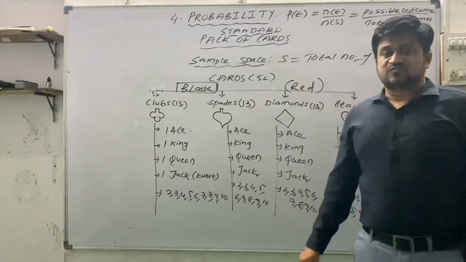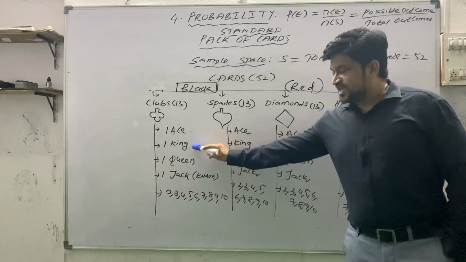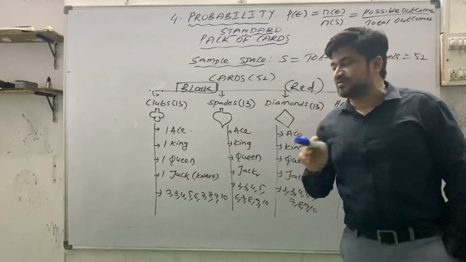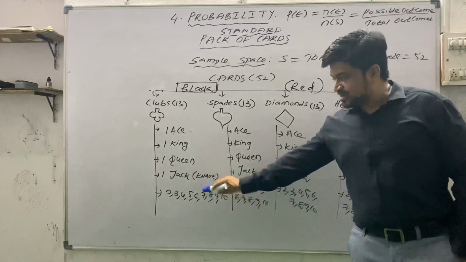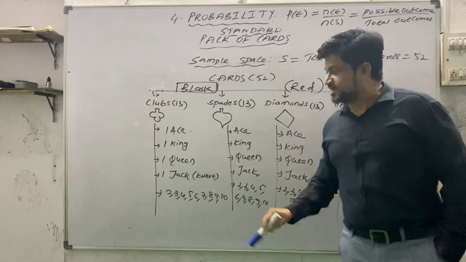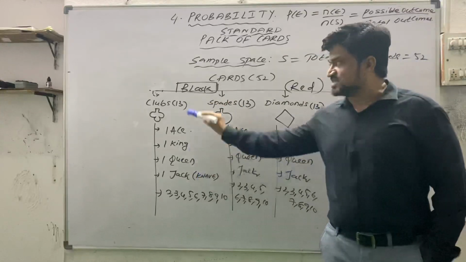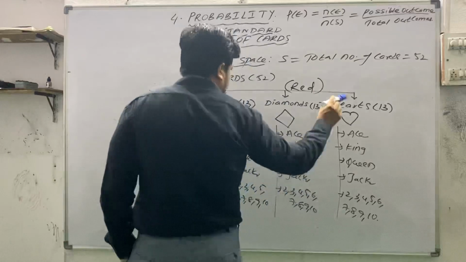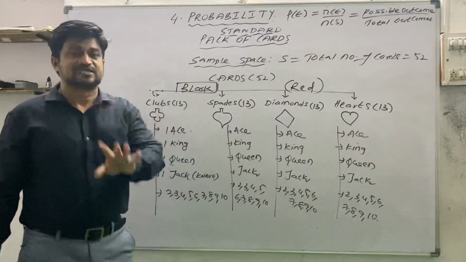In 52 cards, what are the cards which have faces on them? That means figures. King face will be there, queen face, jack face. Those are face cards. The picture of king, queen, jack is printed on the card, whereas on number cards, only numbers are printed. If I ask you how many face cards are there in clubs, there are 3 face cards in clubs, 3 face cards in spades, 3 face cards in diamonds and 3 face cards in hearts. Total face cards are 3 fours, 12 face cards are there.